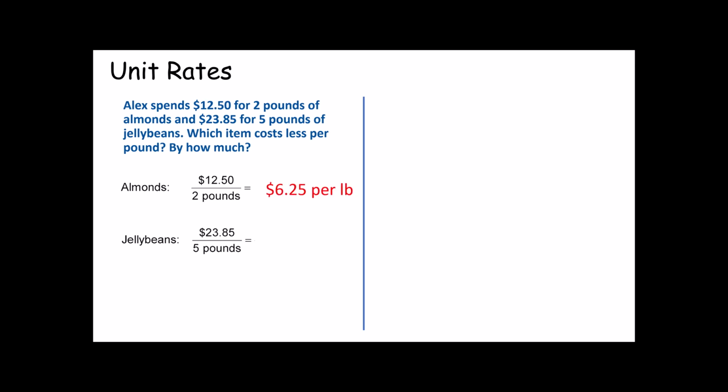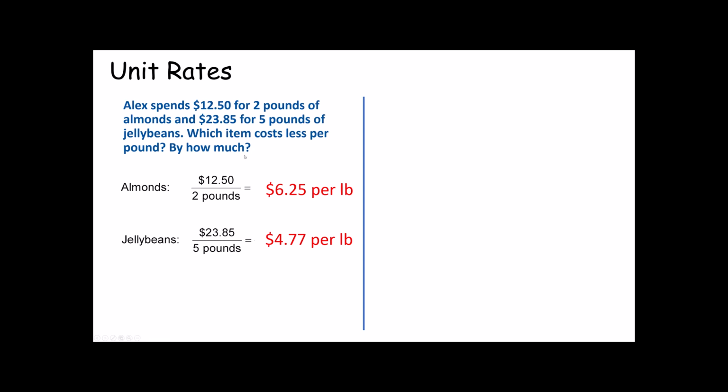Using division, $12.50 divided by 2 is $6.25 per pound. Remember, that's per 1 pound. Jelly beans are $4.77 per pound. Remember, that is per 1 pound. And so you can see that the almonds clearly cost more and the jelly beans cost less. The question is, which costs less? So the answer would be the jelly beans.